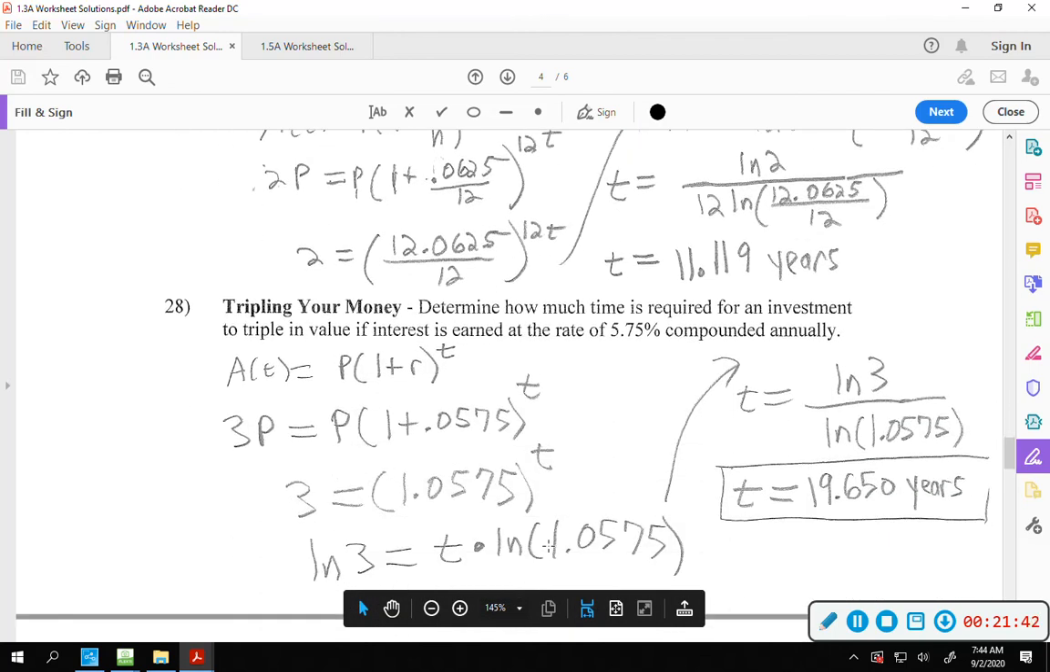28, same problem except now we're tripling. So I'm going from P to 3P. Here's my rate. Here's T. And it's compounded annually. So this is a much better problem when it's compounded annually. Divide both sides by P, we get a 3.